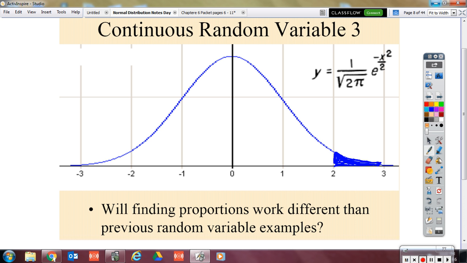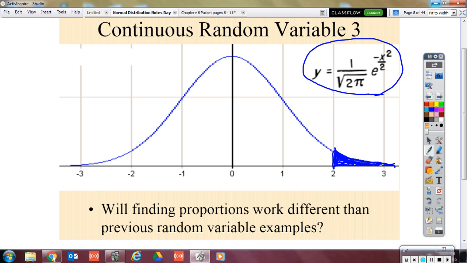Is this a nice little rectangle like before? No. So that's a problem. We are not mathematically advanced enough to know how to find the area underneath a curve like this. In fact, this is the function, and that's a weird looking function. It's a Gaussian. I tried to look up where this comes from. But this is a function that, if you graphed it, would be this blue line.